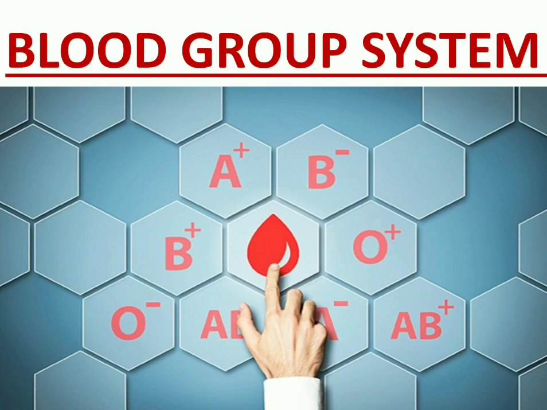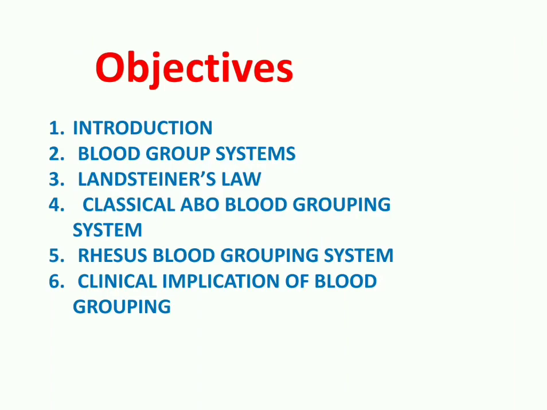In this video, we will discuss the blood group system. At the end of this video, you will be able to know the different kinds of blood group systems, Landsteiner law, the classical blood group system, that is ABO blood grouping, then the rhesus blood grouping system, and lastly the clinical implication of blood grouping.